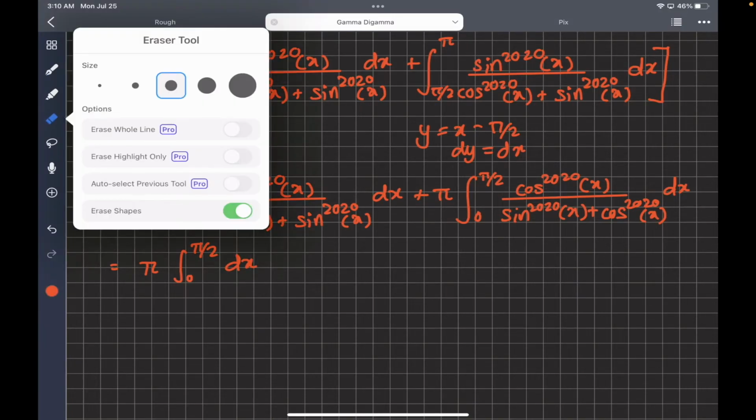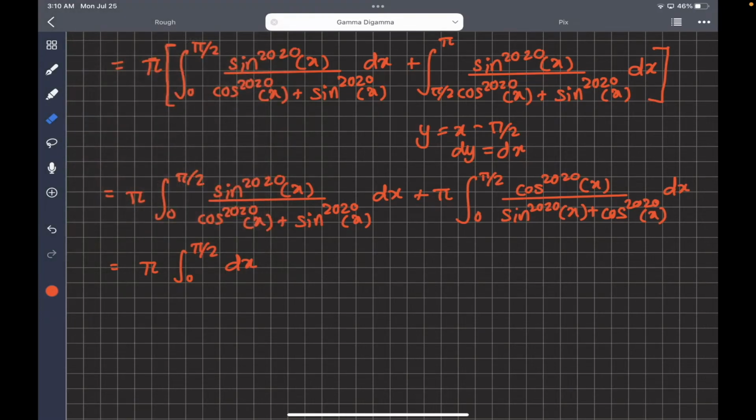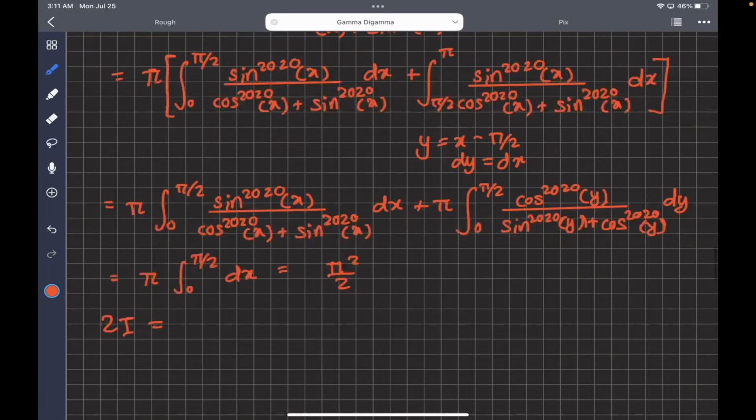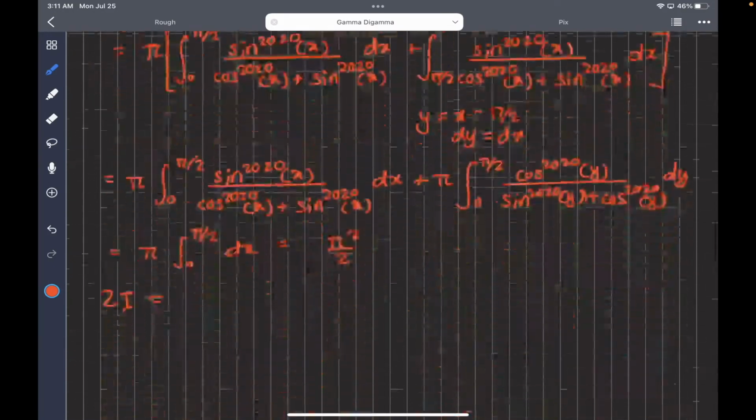Maybe I should have a y here, for sake of continuity or convenience. Y doesn't really matter because for definite integrals, it doesn't matter what variable you have. This will give us pi squared over 2, but let me remind you, this is just 2I, because we had to add up to get rid of the linear x.